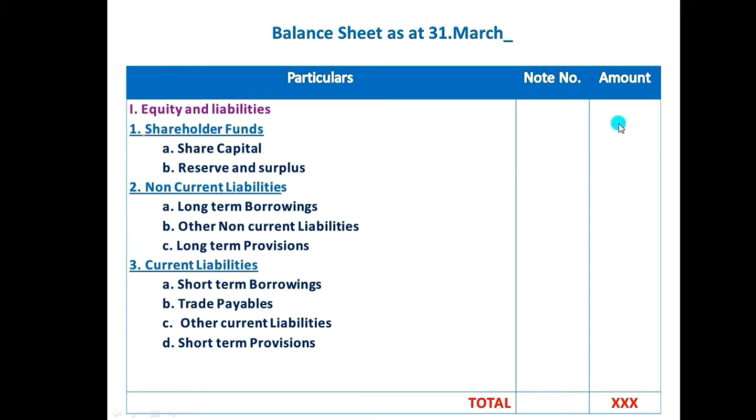Before recording amounts into the balance sheet, we need to prepare the note. It is called a working note. We need to prepare it for each item appearing under headings like share capital, reserve and surplus, long-term borrowings, like all the items we need to open a working note. Whatever amount we get in the working note, we should write the working note number here, then we should record the amount. At the end of this video I have given the working notes that you can go through once.